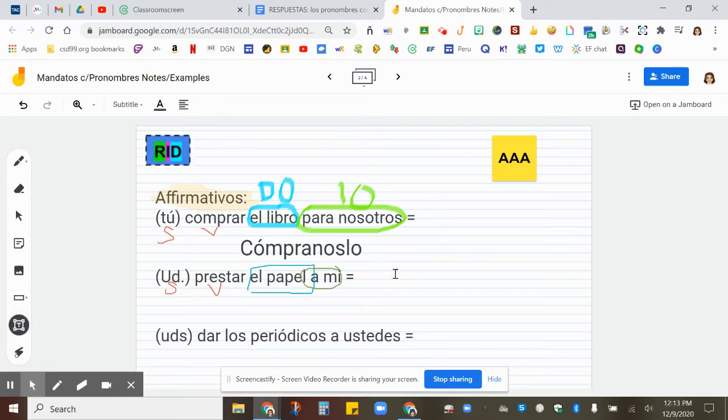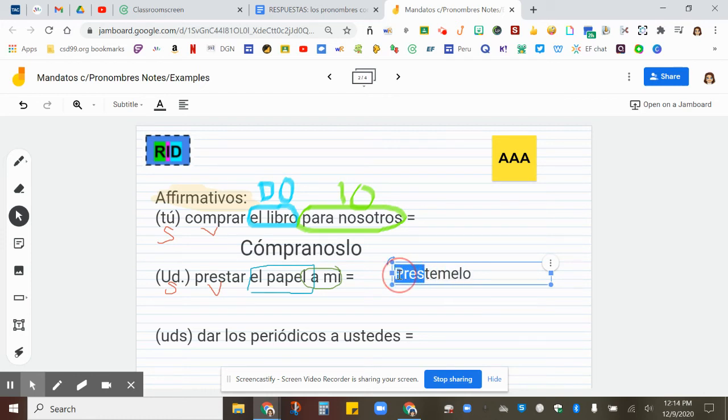I'll take my verb, conjugate it, preste, lend. Now I need my indirect object, me, direct object following the RID rule, préstemelo, préstemelo. If you can naturally hear where the accent mark goes, then put it where it goes. Otherwise, you're going to use your cover up the pronouns rule, divide the verb into syllables, preste.